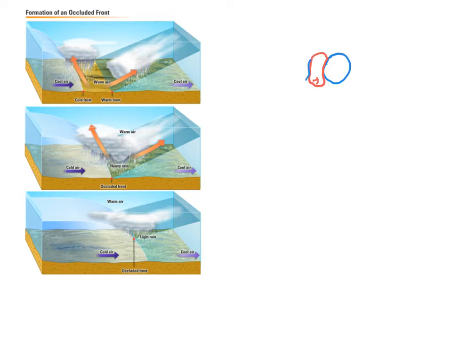And then behind that, we have another cold air mass coming through, which is going to be traveling a little bit faster. So in this picture, we notice we're going to have a warm front here, and then we'll have a cold front here. So this is how we set it up.